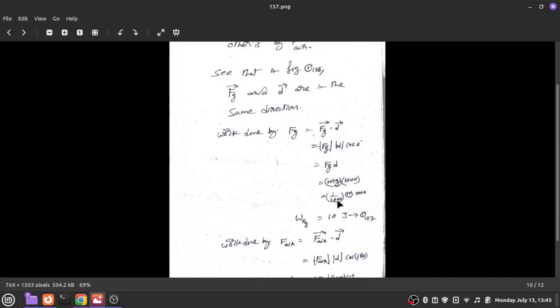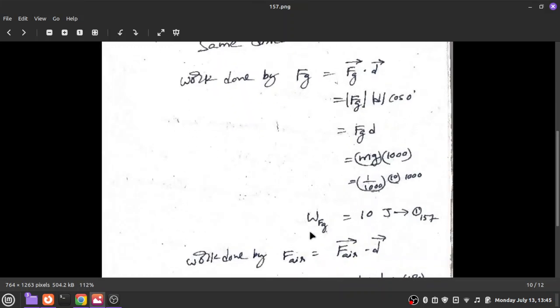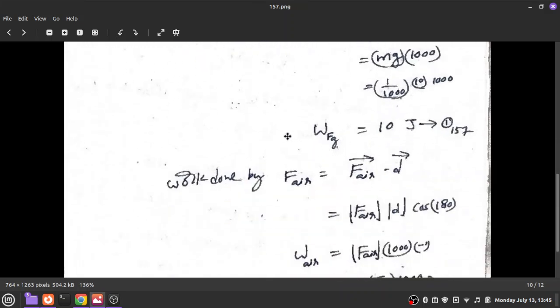M is equal to 1 by 1000 kgs, because the mass of the raindrop is 1 gram. 1 gram is equal to 1 by 1000 kg. G is equal to 9.8, which I have taken approximately as 10, and d is 1000. So after all the calculations, you are going to get the work done by Fg. Work done by Fg is equal to 10 joules.